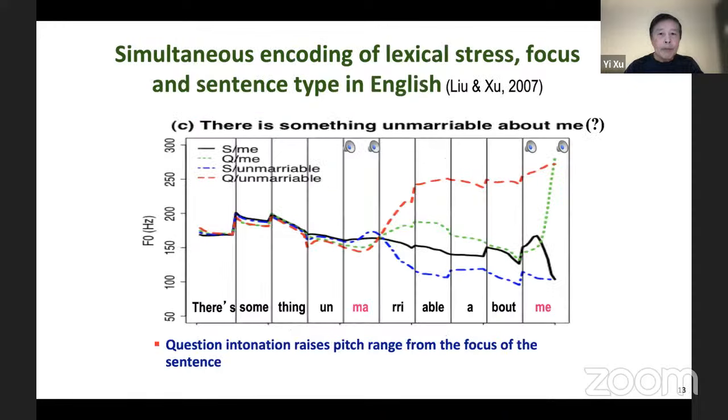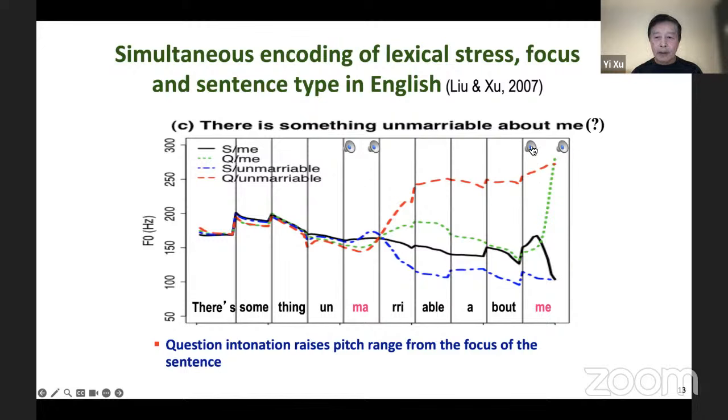Now on to English. So in English, again, we see the same thing, that you can encode both focus and lexical stress and question intonation, mainly with F0 contours. So in this study published in 2007, we looked at sentences that are either having a medial focus or final focus. We didn't have neutral focus. So with final focus, it would sound like this.